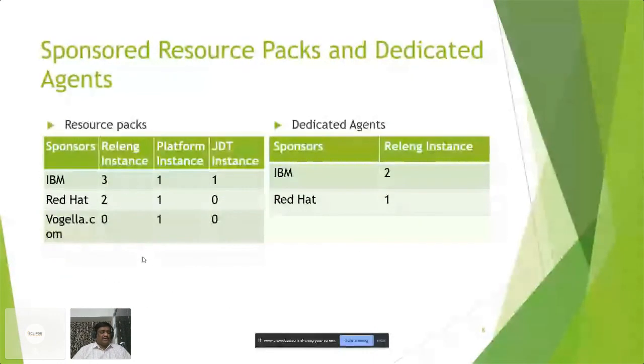So here are the sponsored agents, sponsored resource packs and dedicated agents. The Eclipse Foundation calls 2 executors a resource pack. So if one resource pack is sponsored to a particular Jenkins instance, you will get 2 executors added to that instance. So here are the sponsorship details. That's all I have actually.